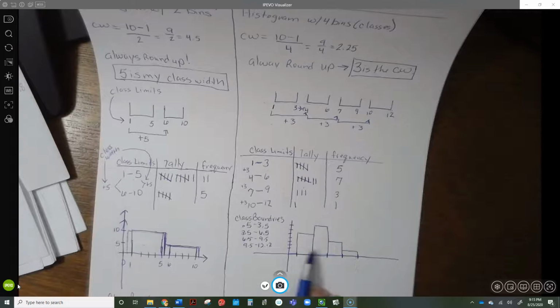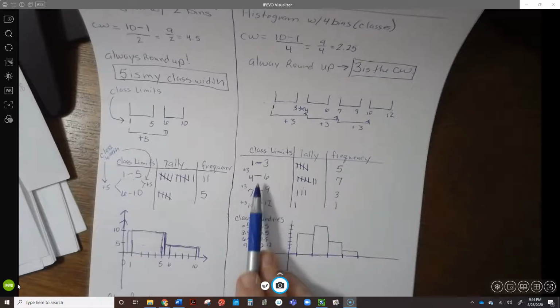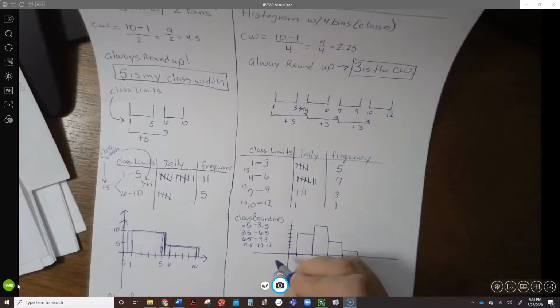I'll show you in the book that sometimes instead of labeling the ends, like instead of calling this 0.5 and 3.5 and 6.5 and 9.5 and 12.5, sometimes they label the middle. How do you find the middle of something? You add them together and divide by 2. What we would do right here is find what's between 1 and 3. Well, we would label that 2. What was between 4 and 6?